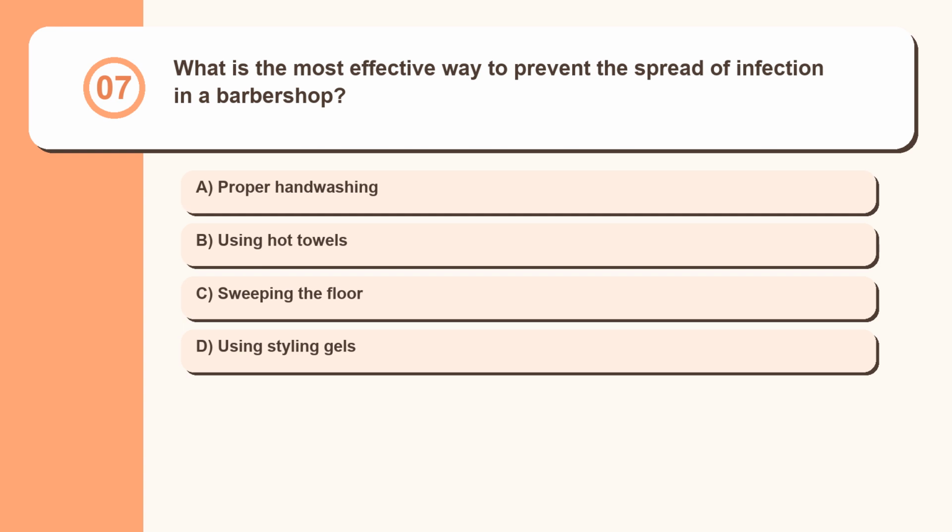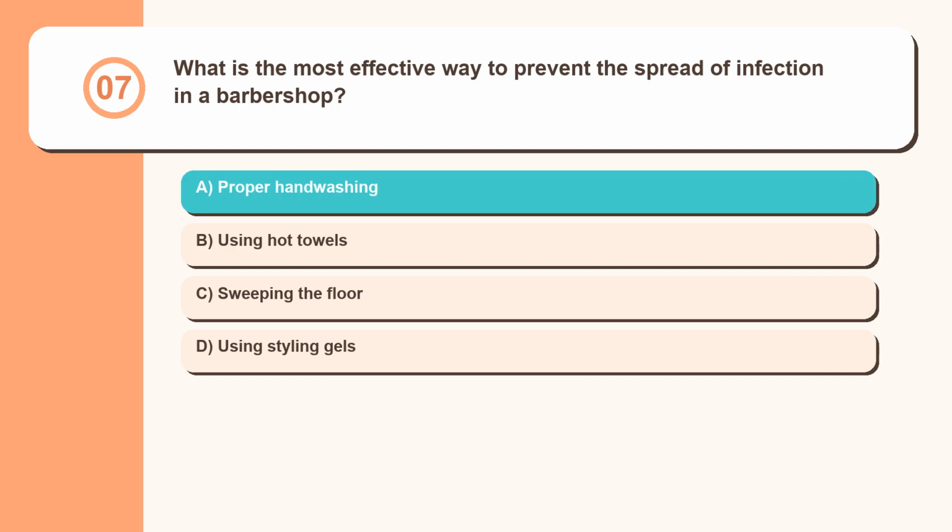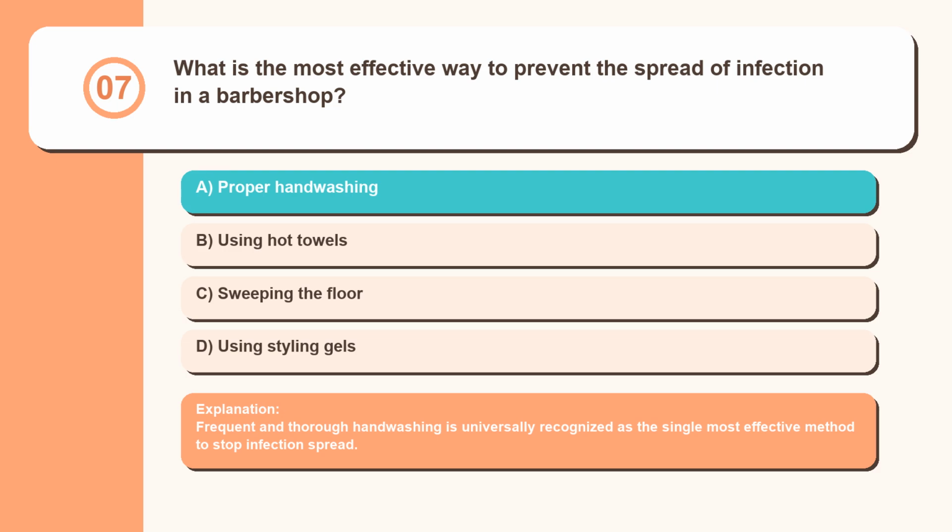Question 7. What is the most effective way to prevent the spread of infection in a barbershop? Proper hand washing, using hot towels, sweeping the floor, using styling gels. Frequent and thorough hand washing is universally recognized as the single most effective method to stop infection spread.